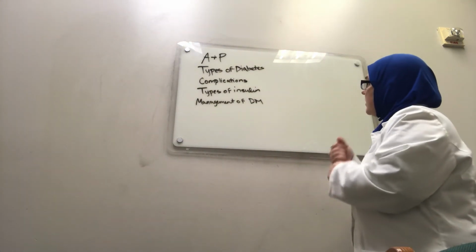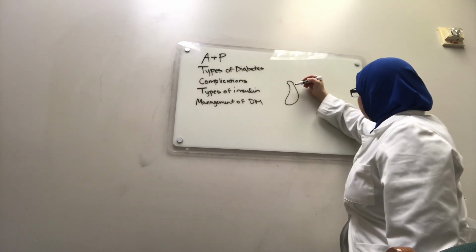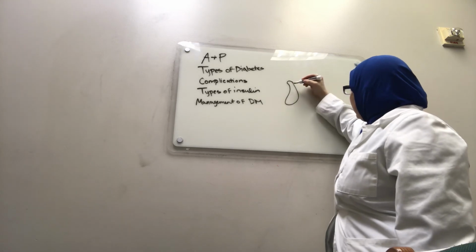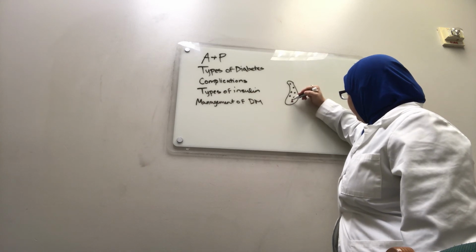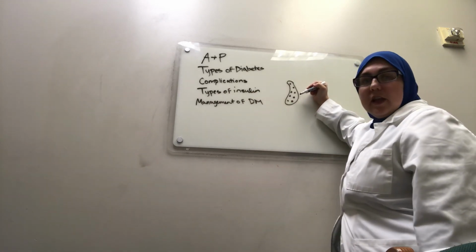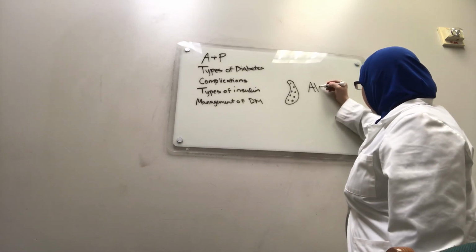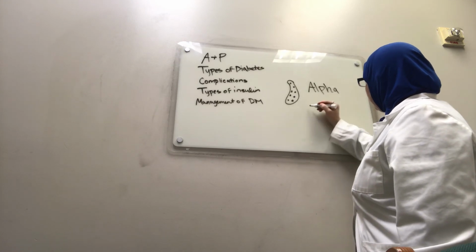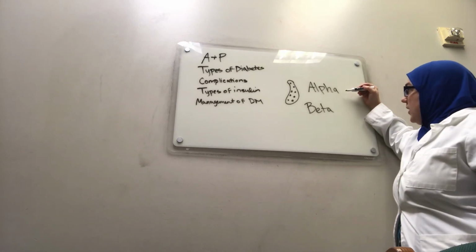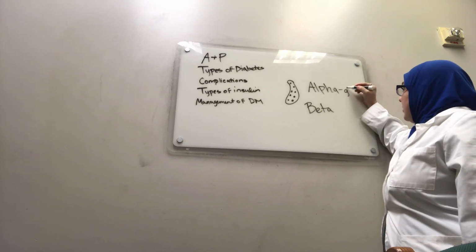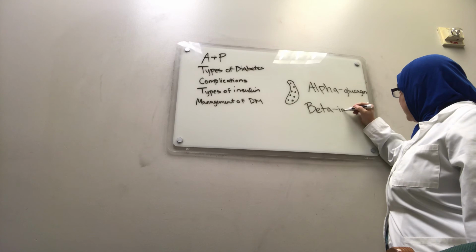So let's talk about the pancreas. I'm not a great artist, and this is not to scale, but this is kind of what your pancreas looks like. It's got these little clusters of cells on it, which is called what? The islets of Langerhans. And within the islets of Langerhans, you have two main types of cells. We've got alpha cells and beta cells. The alpha cells do what? They produce glucagon. And the beta cells produce insulin.